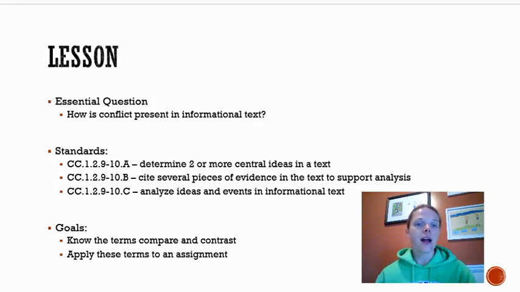The standards we're going to follow all deal with informational text: 12910A, 12910B, and 12910C. We're going to be asked to determine two or more central ideas in one text. We're going to be asked to cite several pieces of evidence in the text to support our analysis of the text. And we're going to analyze ideas and events in the informational text.